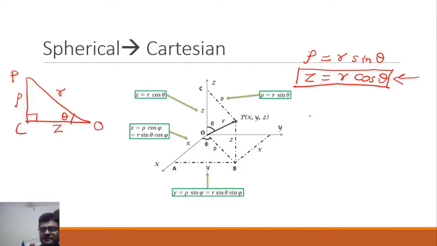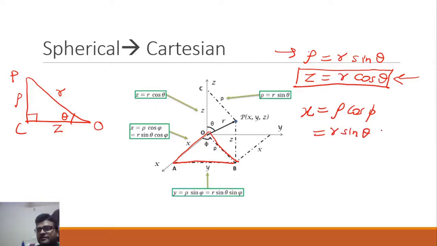Also, let us see x. We know that x was written, using this lower triangle, as rho cos phi. But we know rho is r sin theta. So we can write r sin theta cos phi. We have just substituted the value of rho here in front of x.